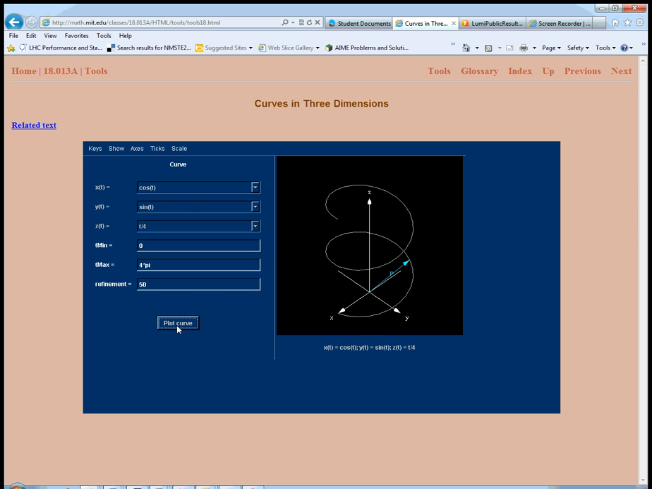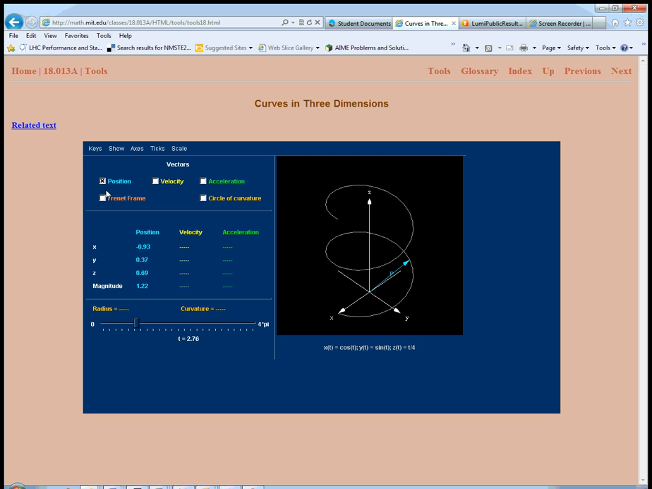So you'd plot the curve if you changed it, and then you go to vectors. You want to click off any of these that are clicked: circle of curvature, acceleration, velocity, and the A-frame. Click those off for now. You can, of course, play with them and try to figure them out. The main thing is position.